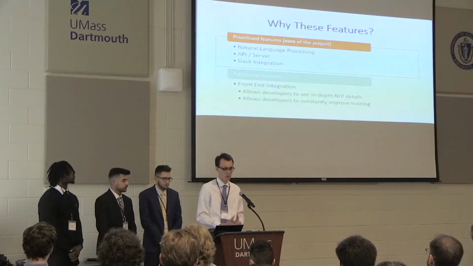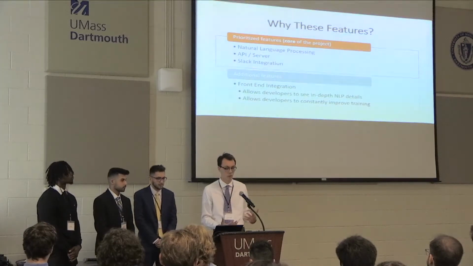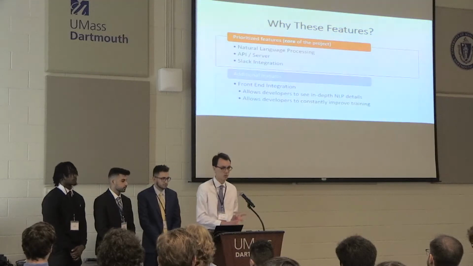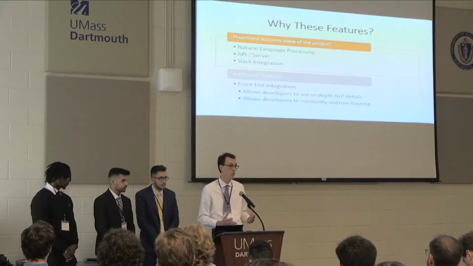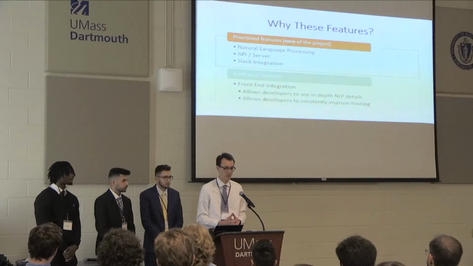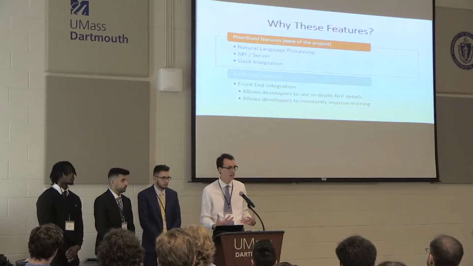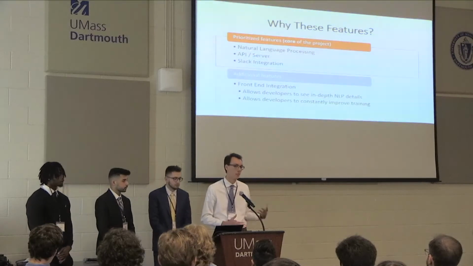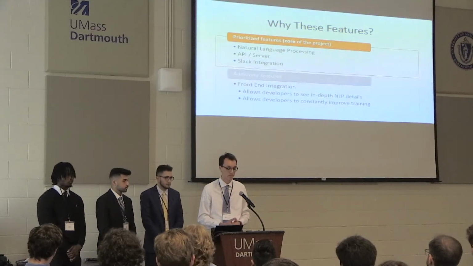Now, why did we choose these features? The prioritized features, the core of the project, are again that natural language processing, which is a real requirement, really the only big requirement, as well as the API and server, which is also very important for us. And additionally, we wanted all of this to be working in Slack as a baseline, but it's also able to be leveraged elsewhere as our client sees fit.